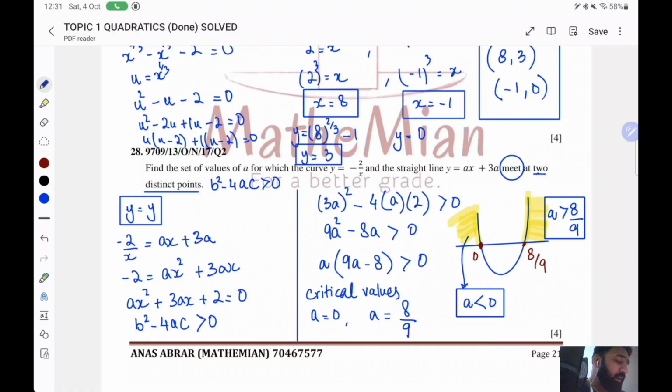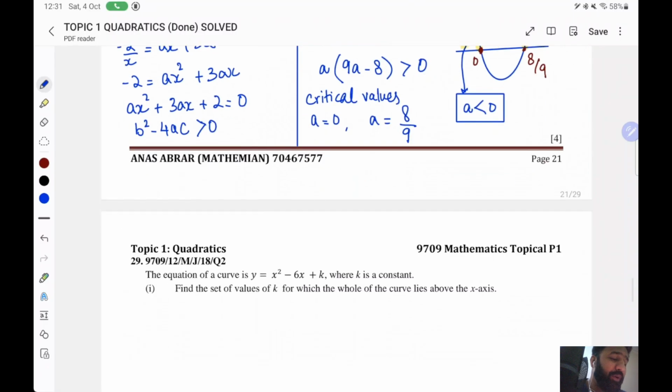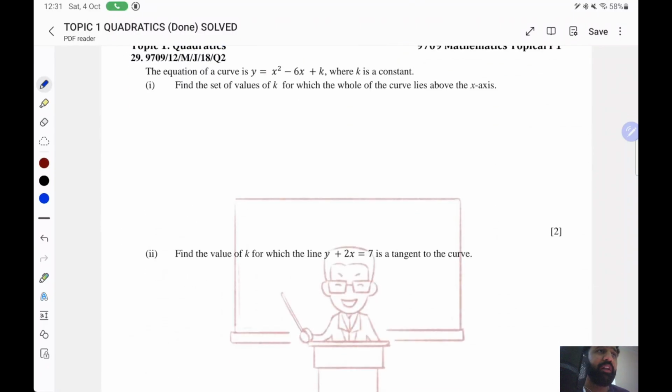Okay, let's move to the next one, question 29, May-June 2018, question number 2 from paper 1-2. The question says that the equation of the curve is y equals x square minus kx plus 6x plus k, where k is a constant. Find the set of values for which the whole of the curve lies above the x-axis.